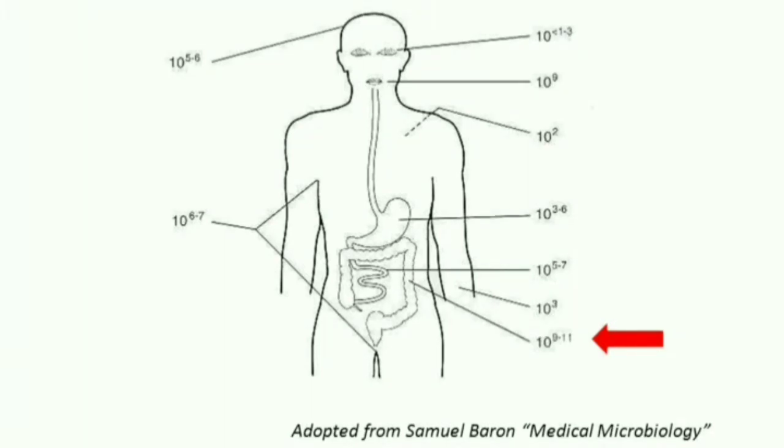Through this diagram, we can clearly identify which areas have more microorganisms than the others. It is clear that the gastrointestinal tract has a large number of microorganisms.